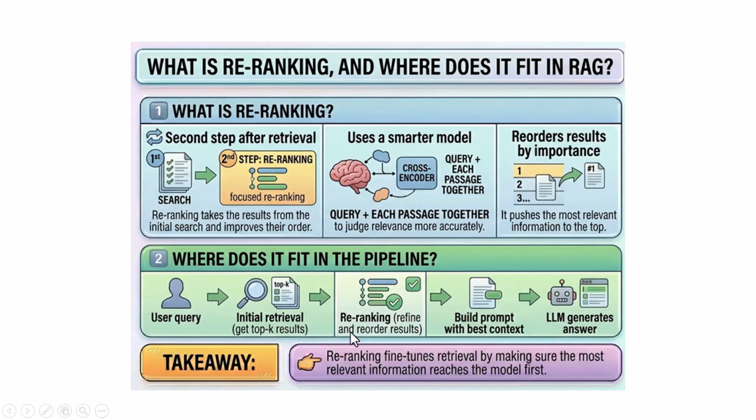And why does re-ranking matter? Because re-ranking improves the precision of retrieved results and ensures the best context is passed to the LLM, which also leads to more accurate final answers. So the takeaway is re-ranking fine-tunes retrieval by making sure the most relevant information reaches the model first.